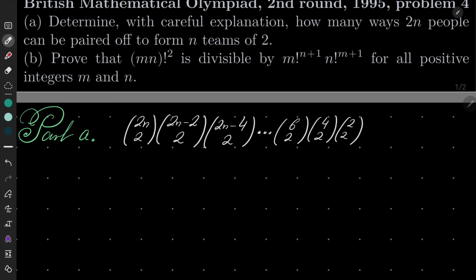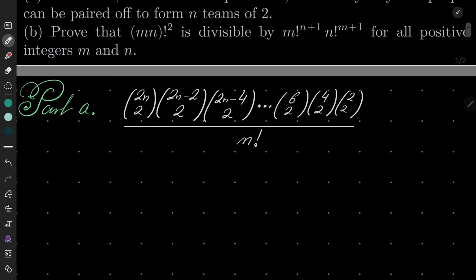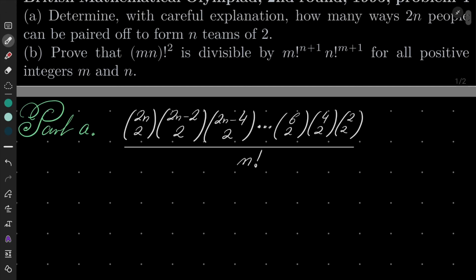But remember that for multiplication, we implicitly assume that the order of teams does matter. But in fact, it doesn't. So we need to divide by the number of permutations of n teams. That is n factorial. So that's our result. I hope that my explanation was careful enough for this task.